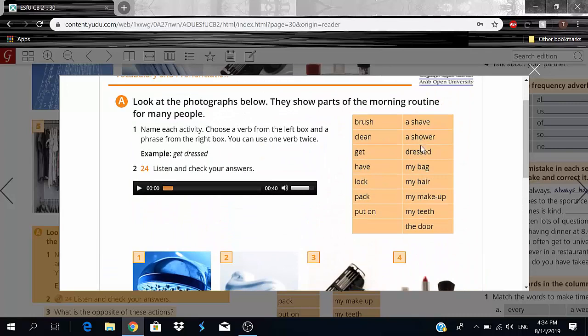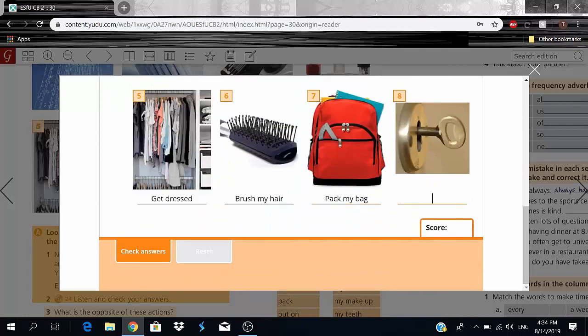And finally, we have number 8. Do we have the door here? Yes, we do, the door. And do we have lock? Yes, we do. So lock the door. Obviously, just closing the door, unlocking it. So lock the door. Okay, pretty simple stuff.